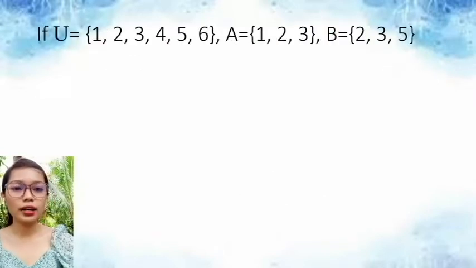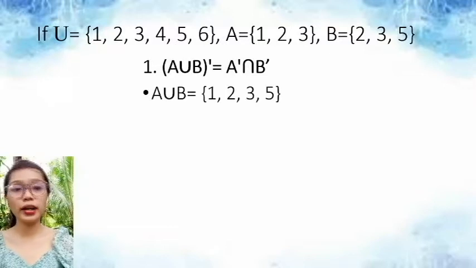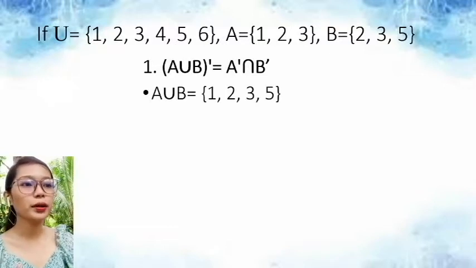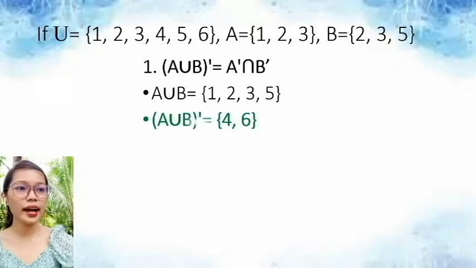Our universal set contains the elements 1, 2, 3, 4, 5, 6. In our set A, we have 1, 2, and 3. In set B, we have 2, 3, and 5. Again, let us simplify first the left-hand side, which is the complement of A union B, from our first De Morgan's Law. So what is A union B? We combine A and B. That is 1, 2, 3, and 5. What is in the universal set but not in A union B? Yes, you're right, 4 and 6 only. So the complement of A union B is only 4 and 6.